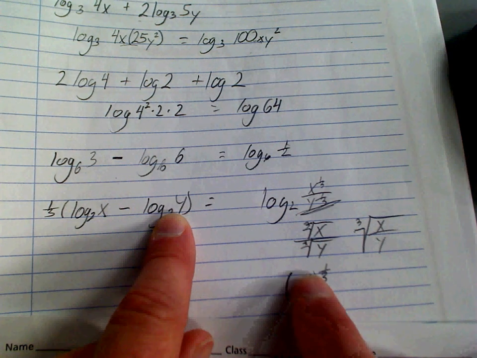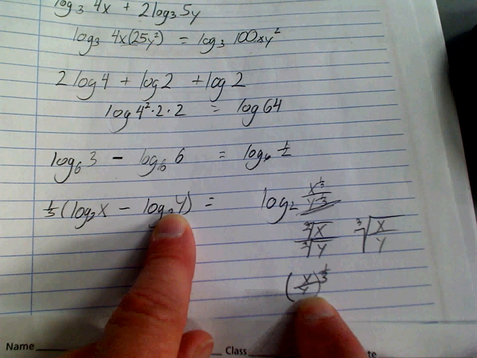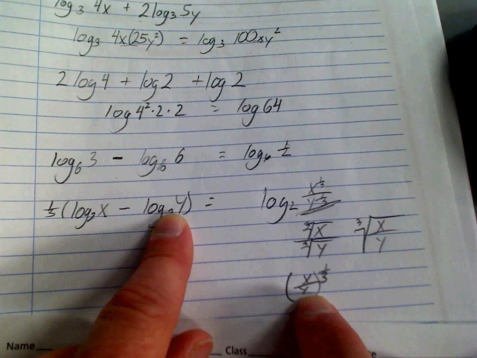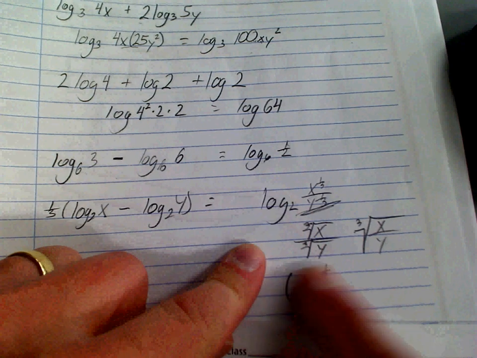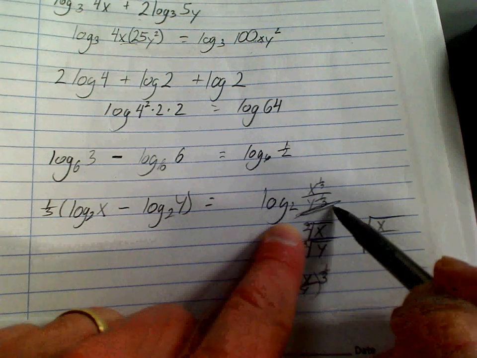Or you could have left it just in parentheses and left the 1/3 outside the parentheses for both the x and the y. Those are all the same thing. This is the most simplified way of writing it, I guess.